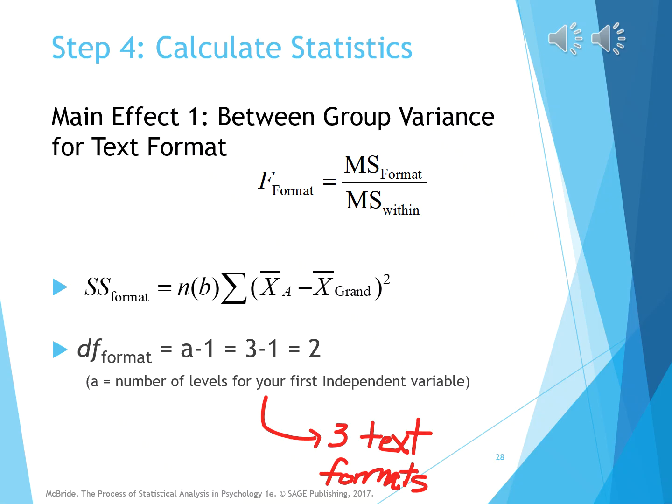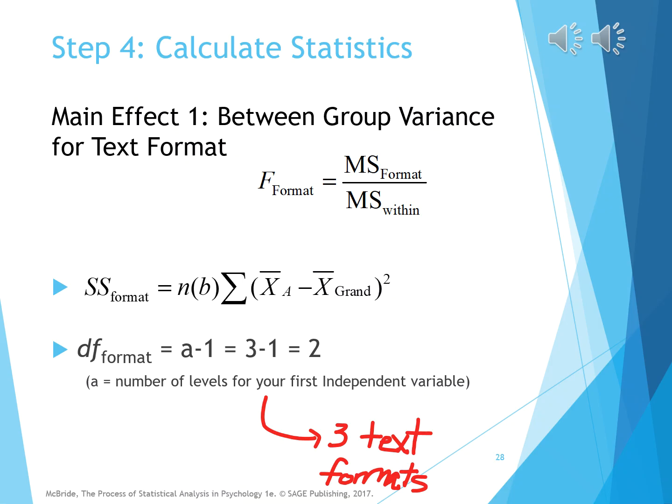Well, in order to get to the mean squares, for each of those, the between and the within, we need to calculate sums of squares between and degrees of freedom between, and then sums of squares within and degrees of freedom within. So let's start with the top part of that, the numerator of the F ratio. Sums of squares for the between, sums of squares format is what it's called in this case, is the number of people in each cell, which is n, times b. B is the number of levels of the other independent variable, the other factor, so that is subject, which has a total of 2 levels.